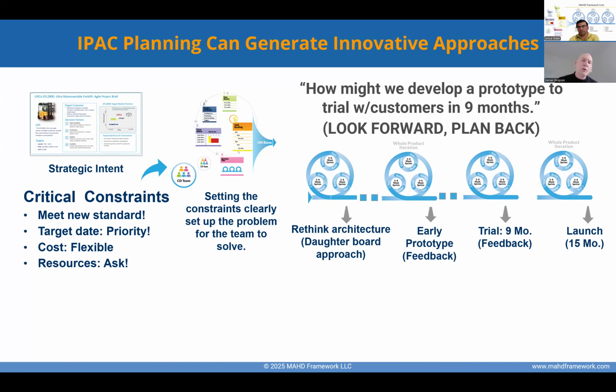And it started with a question in the on-ramp: how might we develop a prototype to trial with customers in 9 months? This plays on one of the key concepts in the MAD framework: look forward and plan back. The teams are always looking for that next major learning milestone and then planning back, sometimes for more minor learning milestones to reach that. Sometimes it's a couple of iterations that they need to hit that. In this case, they wanted to get that prototype with trial customers, and it asked them to rethink the architecture.